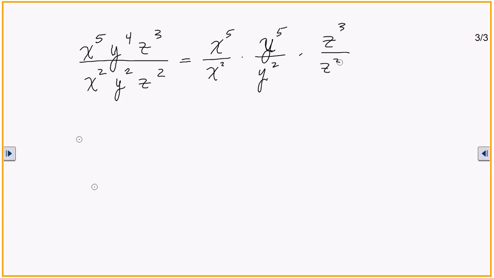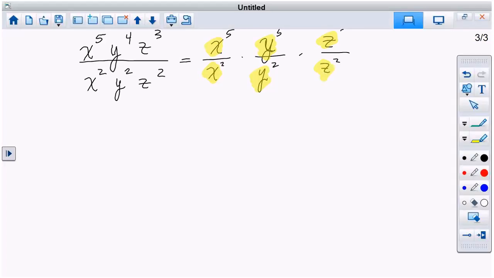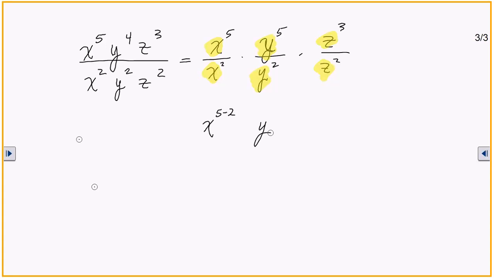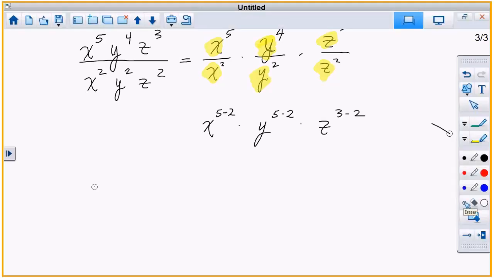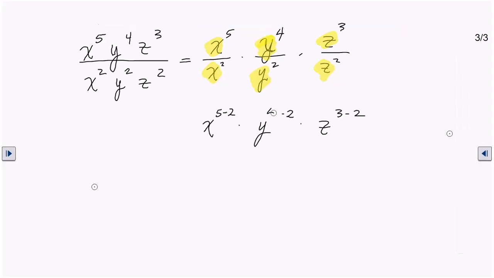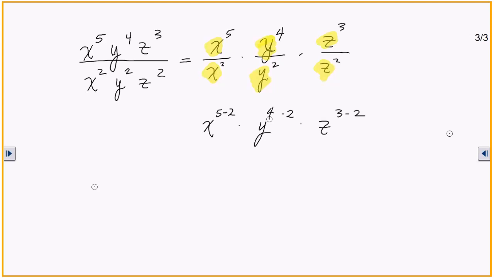And now you have same base here, quotient rule, same base here, quotient rule, same base here, quotient rule, and do it. So x to the 5 minus 2, y to the 5 minus 2, and z to the 3 minus 2. And of course, you're multiplying. Oh, that's supposed to be a 4 right here. My bad. Let me erase that. And that's a 4. And that changes that to a 4. I apologize for the extra marks, but for some reason, my board this morning is wanting to put extra marks over everything. So, anyway.